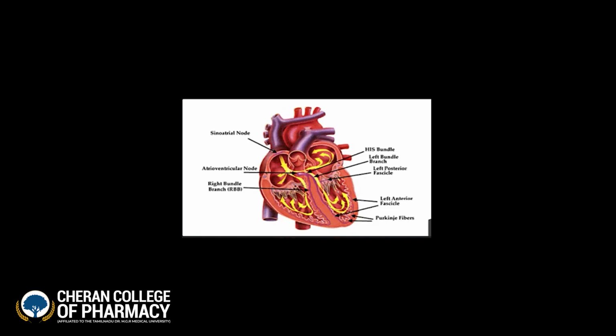At the AV node, when the PR interval is being generated, during that time no chamber of the heart is contracted. That is the relaxation phase for 2 to 3 seconds. This is the basic understanding of ECG which we all have studied.